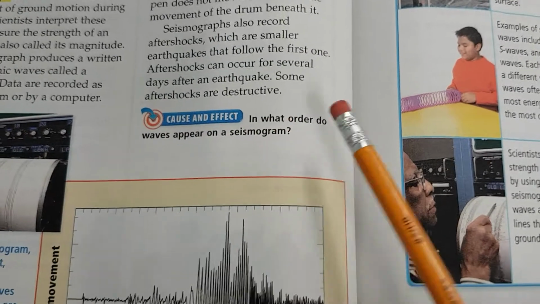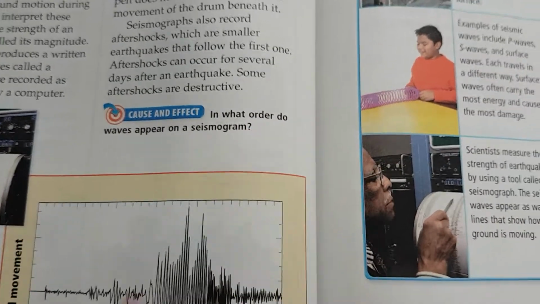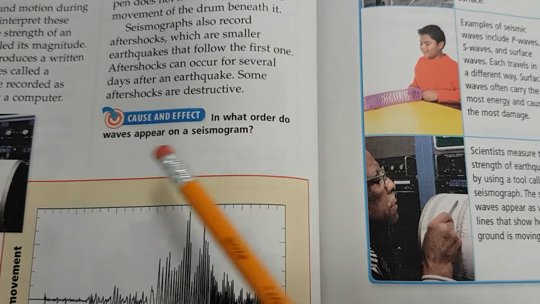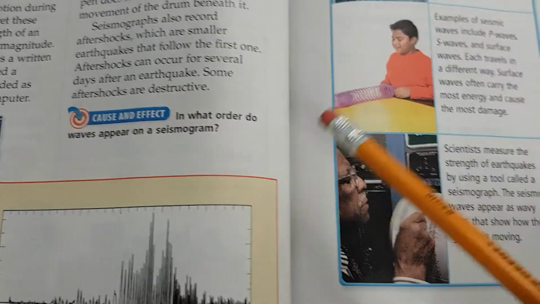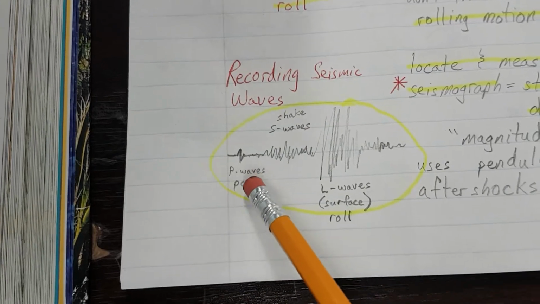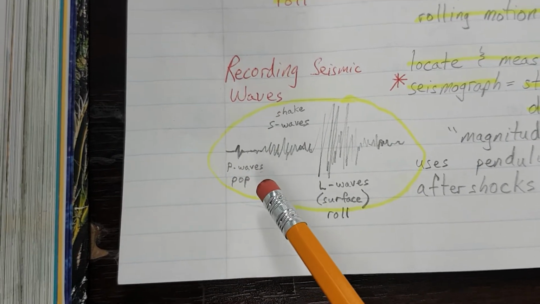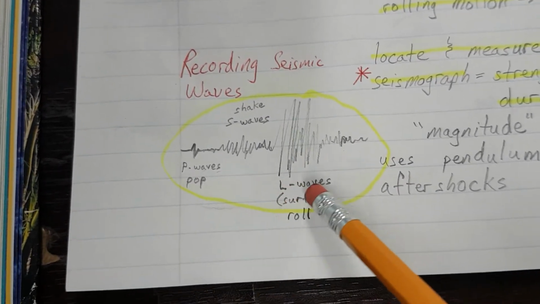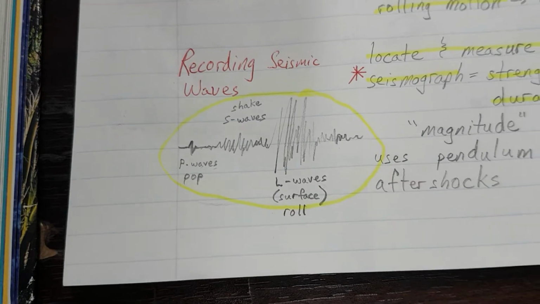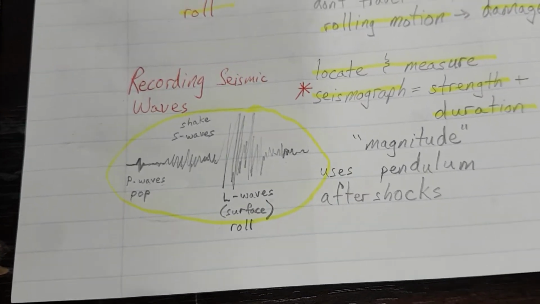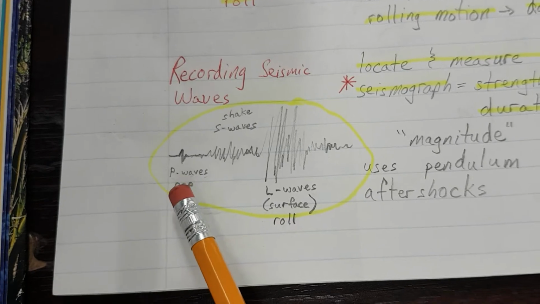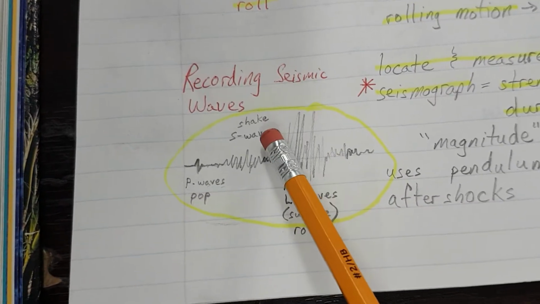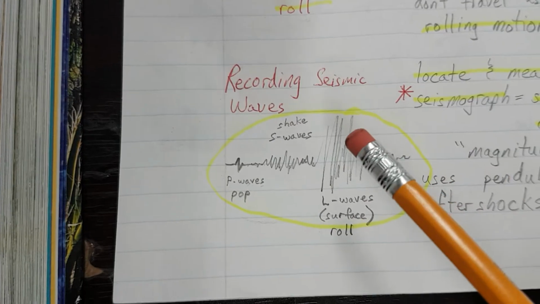Okay, let's make sure we have all the notes we need to answer this question. In what order do waves appear on a seismogram? On a seismogram, the waves appear in the following order: first, P waves, second, S waves, and last, L waves, or surface waves. And then we could go back and use the computer to add details, like how the P waves are kind of like the pop, the S waves are the shake, and then the L waves are the big roll that causes all the damage.